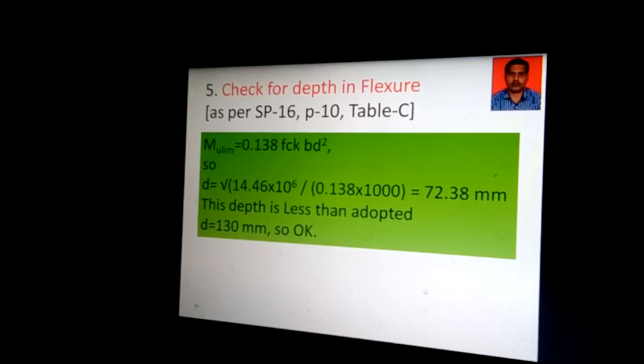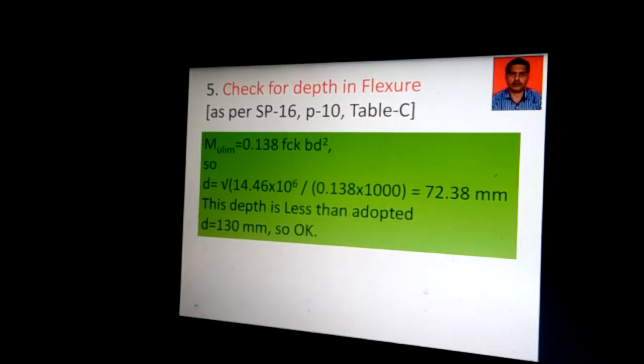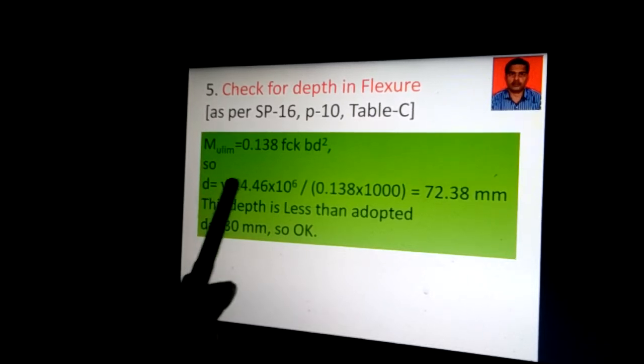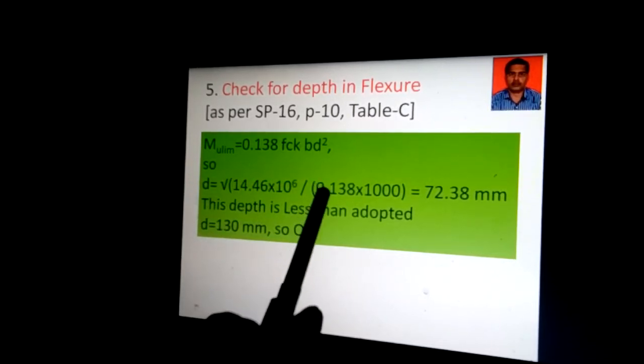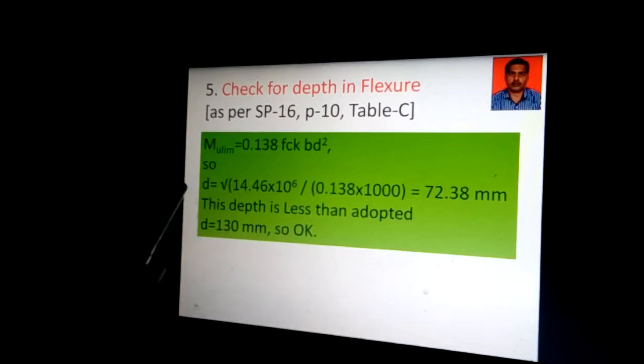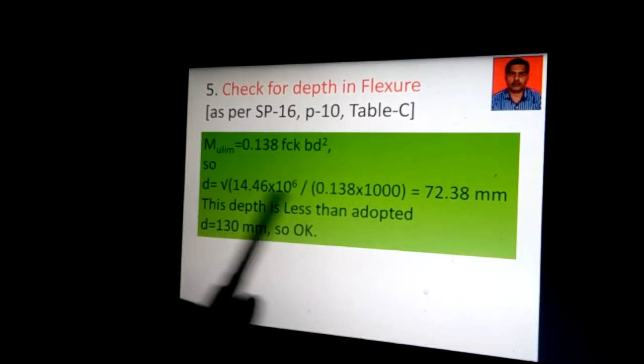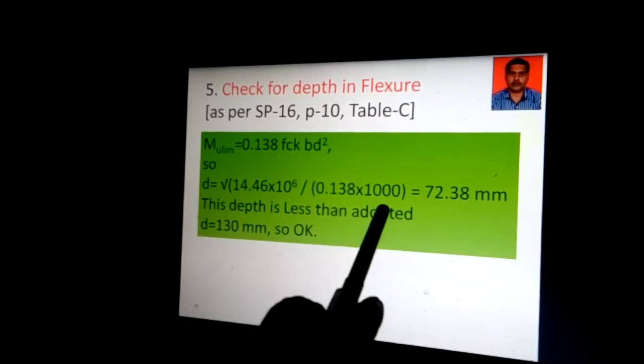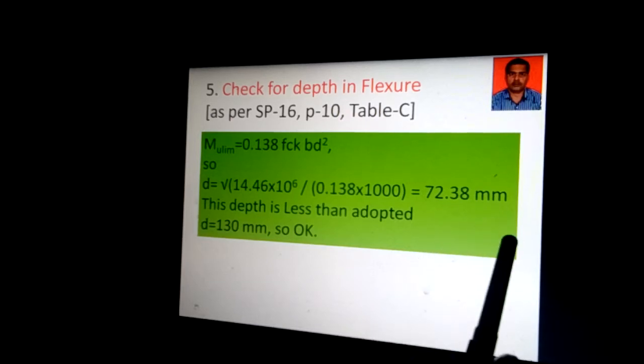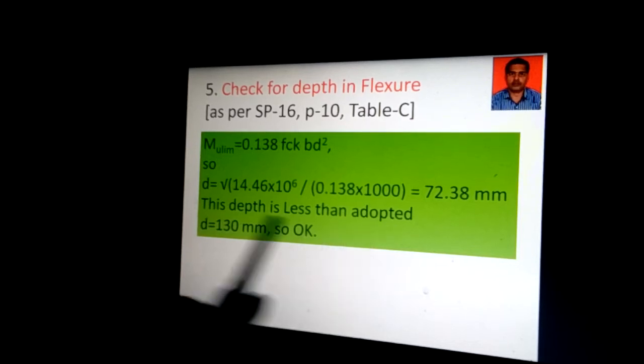Now we would like to check the depth that we have taken from the deflection control criteria against flexure. As per SP16 page 10 table C, the formula is given, Mu lim equal to 0.138 times b d square for Fe415 steel grade. From this formula we calculate small d as the square root of Mu lim divided by 0.138 and b. Putting in all values we get 72.38 millimeter as small d from the flexure criteria, and this depth is less than the adopted small d, that is 130 millimeter, so we are safe. So we can proceed with the further design.